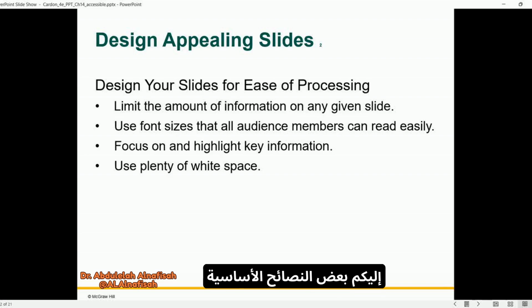Here are some key design tips. Limit information. Keep slides uncluttered. Aim for no more than 10 words per line and 5 to 6 lines per slide. Audience members should be able to absorb the content in 10 to 15 seconds.